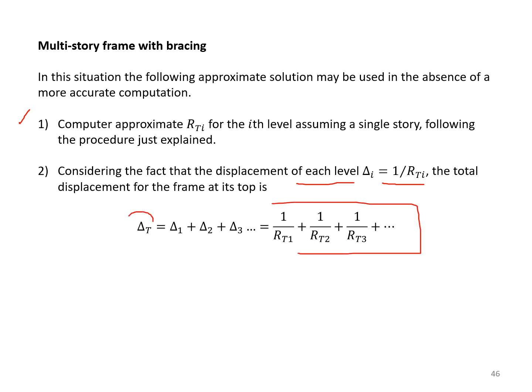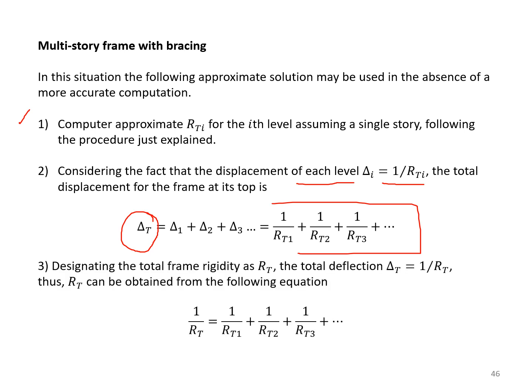But what is delta T? That's 1 divided by the total rigidity, right? So if I plug that one in the equation, I get this equation. So in other words, if you have a multi-level frame, you simply need to find the rigidity of the entire frame according to this equation. All right.